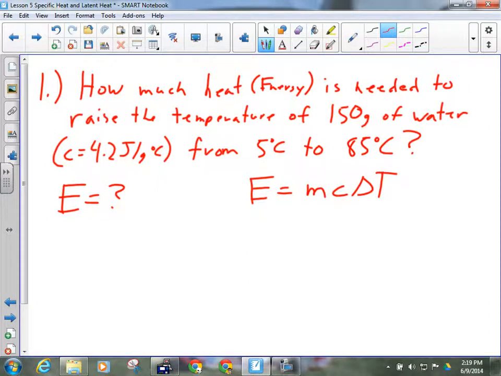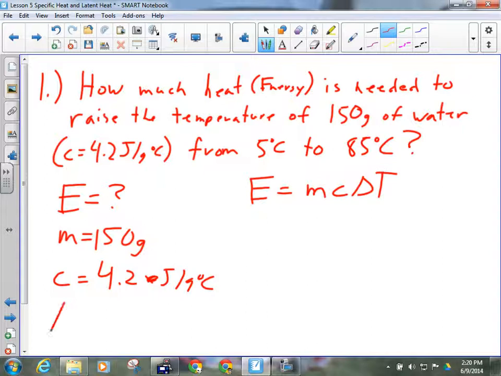So if I'm solving for E, I don't have to manipulate this formula. I just need to plug in all the givens I have. It is needed to raise the temperature of 150 grams of water. If it's in grams, it's mass. 150 grams. And they give us the heat capacity of water, 4.2 joules per gram degree Celsius, from 5 degrees Celsius to 85 degrees Celsius. So delta T will be 85 minus 5, which is 80 degrees C.